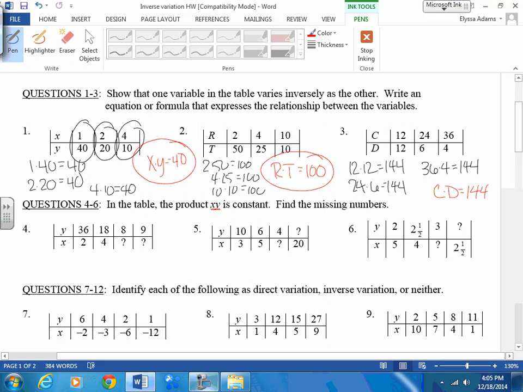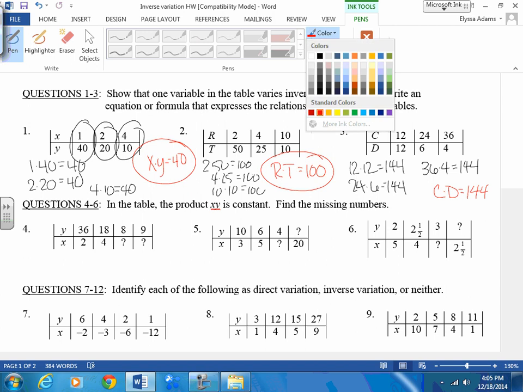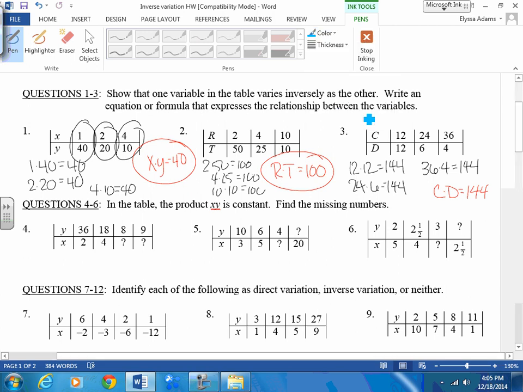Okay, now, again, we are told that the product is constant. So we are told that this is an inverse variation. We have to go ahead and do the work to find what's missing. I've noticed some of you like to use question marks. That's totally cool. I'm going to put an A in for mine and a B in over here.